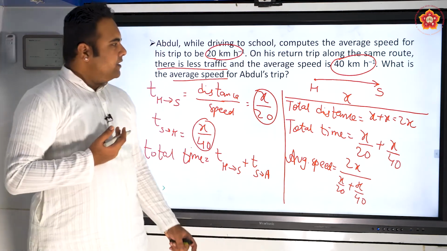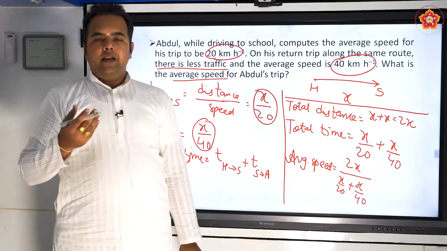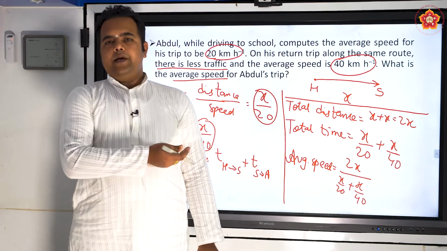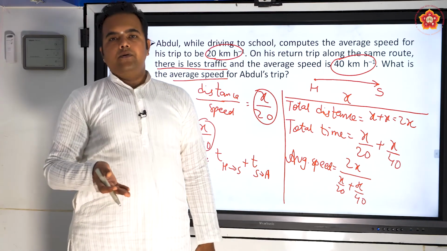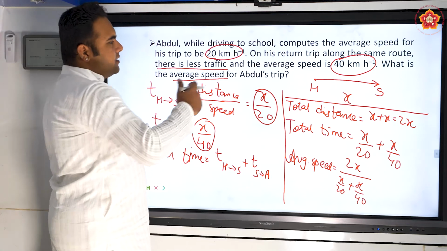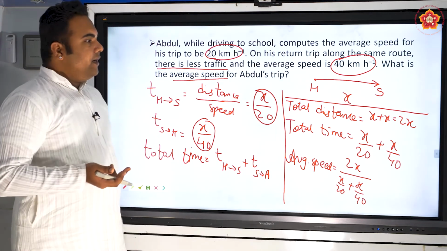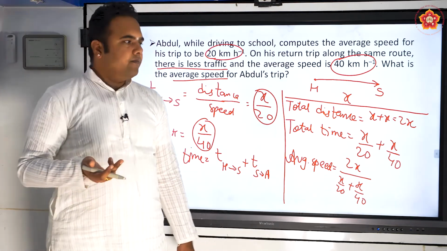not uniform. So once when the traffic is more, the speed becomes less. When the traffic is less, his speed was found to be more, non-uniform motion now. So therefore in that particular case, just take the total distance by total time. If only it was uniform, then we know what to do.